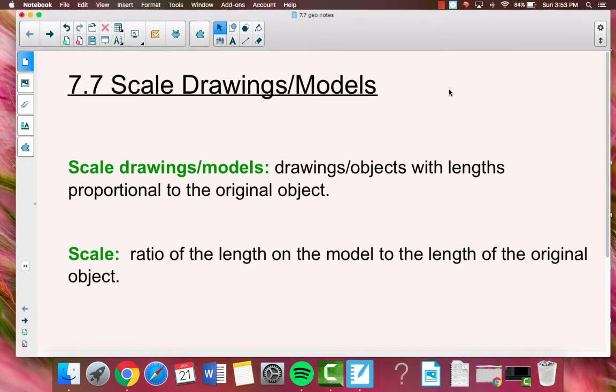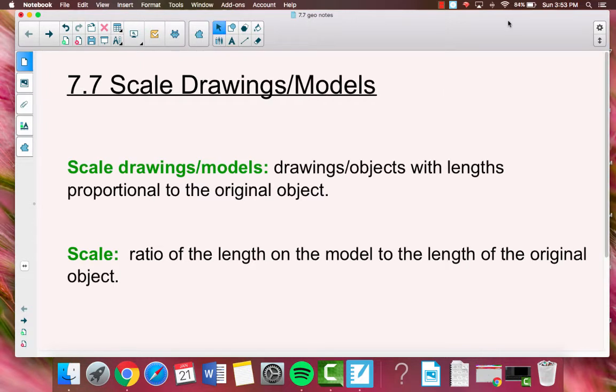It's going to be all about scale drawings and models, so a couple vocab words you're going to want to write down to start. First off, a scale drawing or a model is just a drawing or an object that has lengths that are proportional to the original object itself. So you guys know what models or scale drawings look like. A map is a perfect example of a scale drawing. Models, if you ever had little tiny cars or little tiny dolls or animals, those would be scale models of the actual objects themselves.